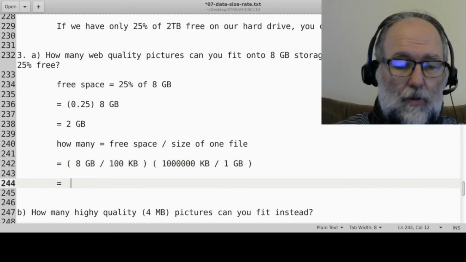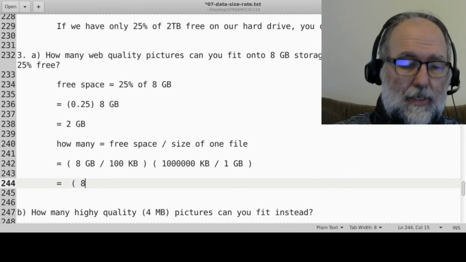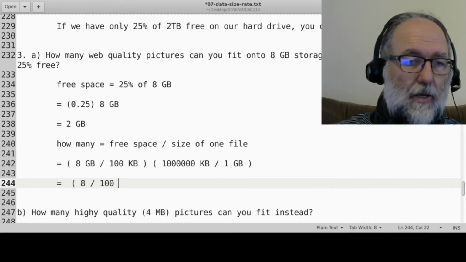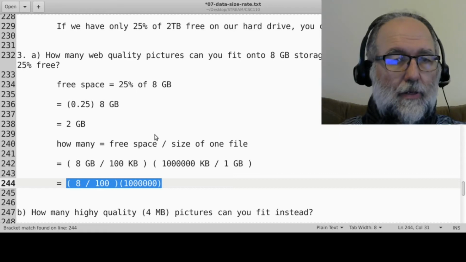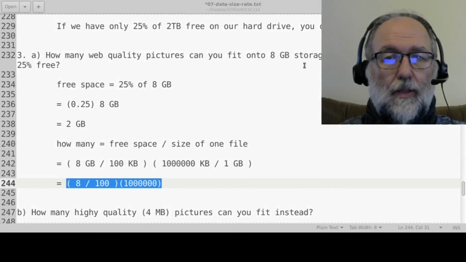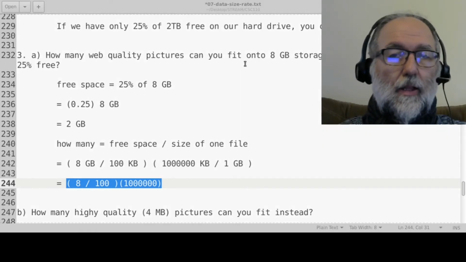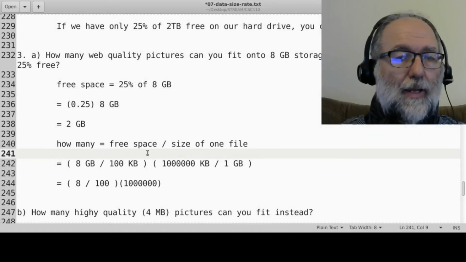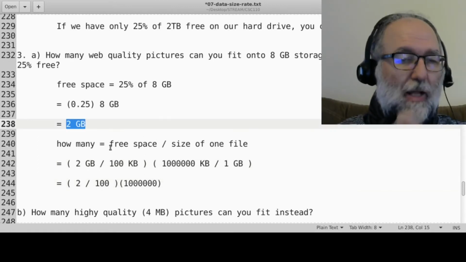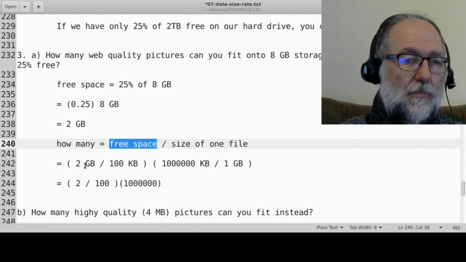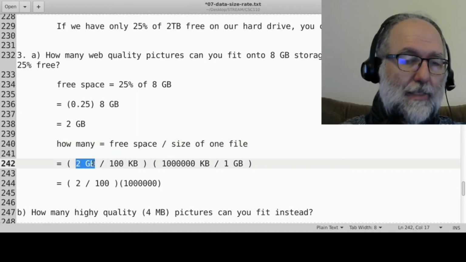And this is going to equal, basically, I'll just give you the numbers, 8 divided by 100 multiplied by 1,000,000, like that. And let me do that on my calculator. Oh, I'm sorry. I made a mistake. The free space is not 8. It's 2. So that's 2 gigabytes. I apologize. The free space here was supposed to be 2 gigabytes, not 8.